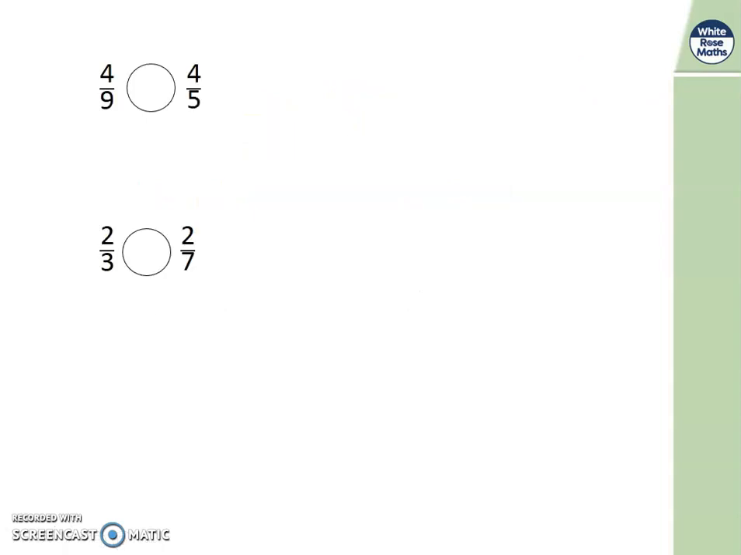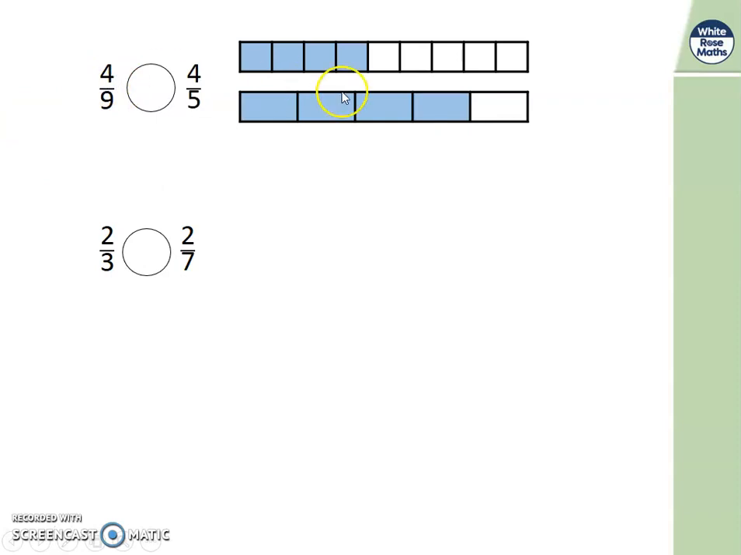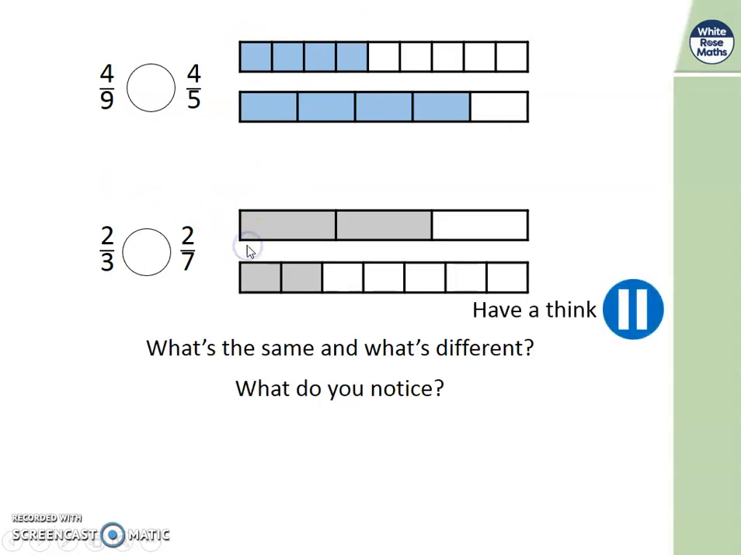See if you can apply our learning a little bit further. Let's have a look on this one. I have 4/9 and 4/5, remembering to make the bars the same length to compare. Here I've got 2/3, and here I've got 2/7. Let's have a think. What's the same and what's different? What do you notice when you're comparing them? Well, you should have noticed by looking at the bars that 4/9 is less than 4/5. And you should have noticed that 2/3 is greater than 2/7.